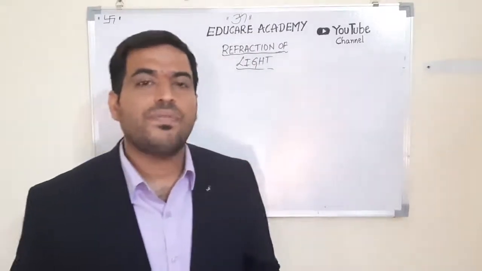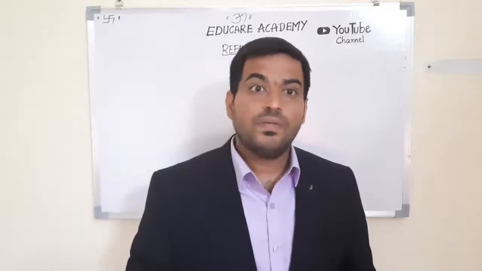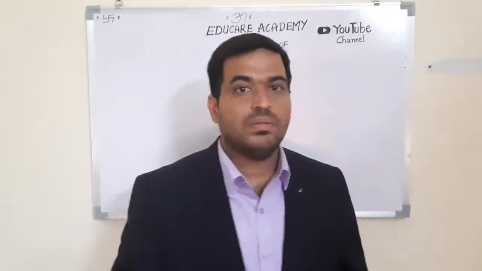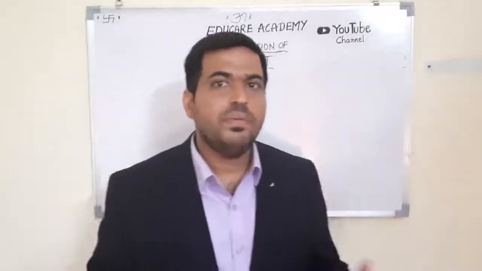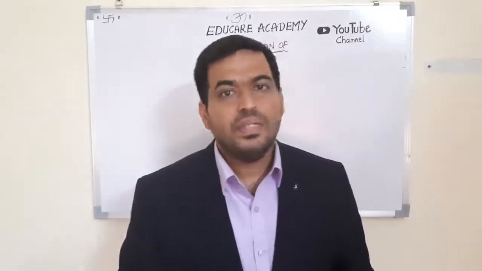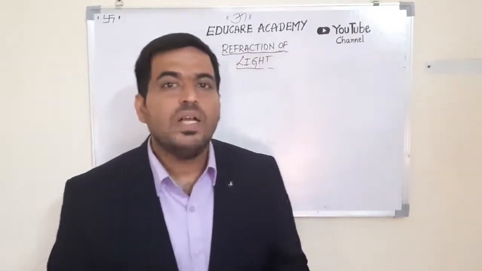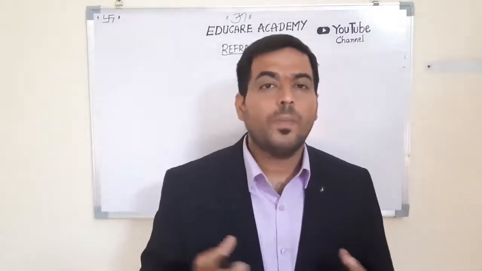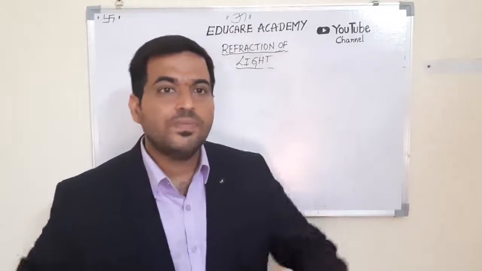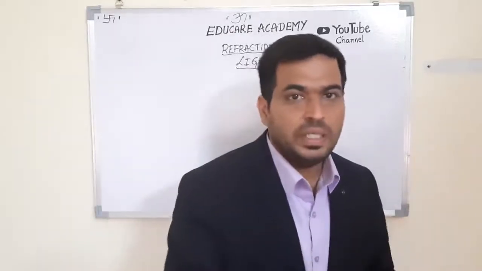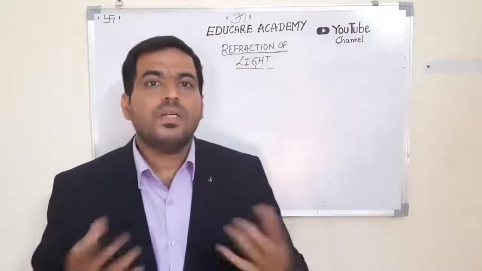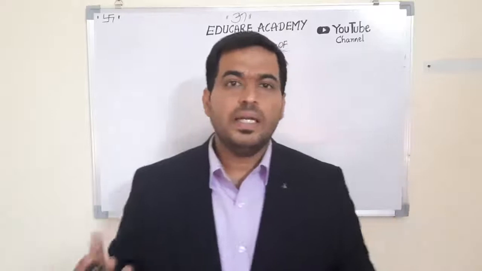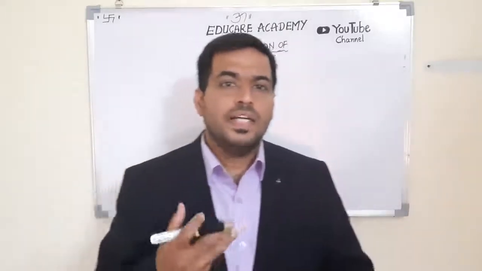So how can you define refraction of light? Refraction of light means when light enters from one medium to another medium, because every medium is different and has a different density. We call it optical density, not normal density. When the light enters from one medium to another medium, either it bends, or we can say that the speed of light changes. Whether it is increasing or decreasing, we can say that it changes.